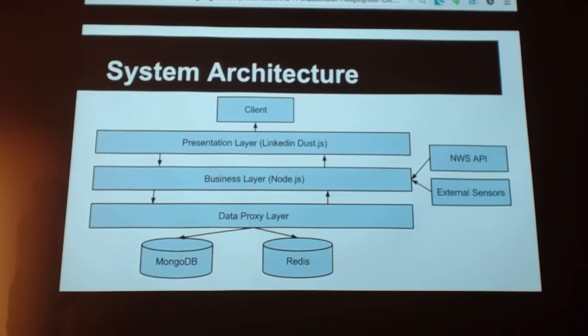So this is a real high level of our system architecture. Essentially, we have a presentation layer that's our templates. We have our business layer, which is all our Node.js functionality. In our business layer, we have a set of domain logic that talks to the NWS, the National Weather Service. That's where we get all our radar data and our forecast data. We also, in that layer, talk to our external sensors that Connor mentioned. And below that is our data proxy, where we talk to our MongoDB and Redis.